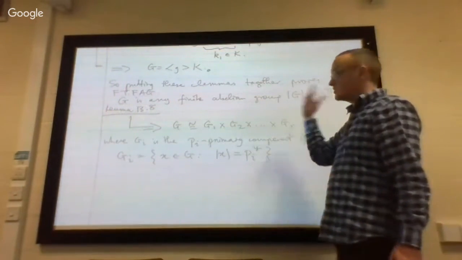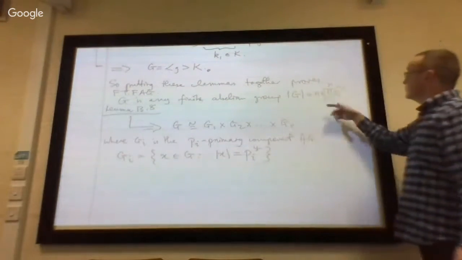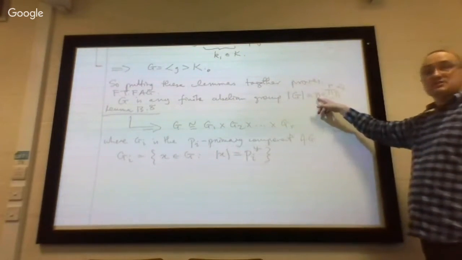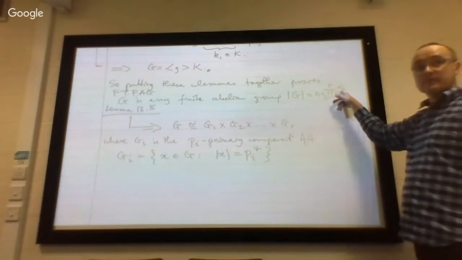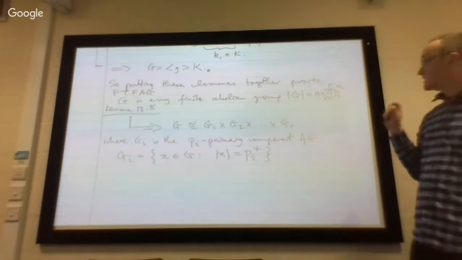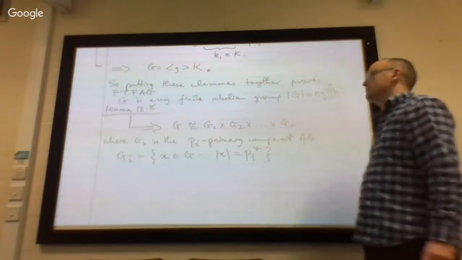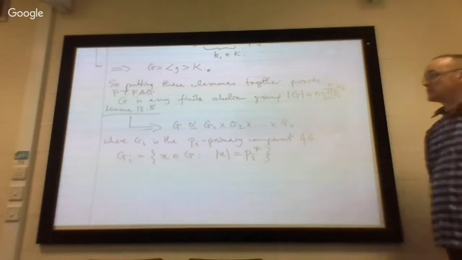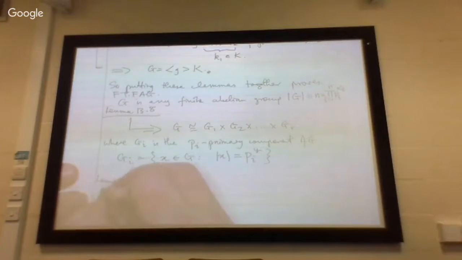So your average typical element in G will have order which is some divisor of n, which will typically be some mixture of these primes to lower orders. The p_i-primary component consists of all those special elements which have order some power of that particular prime. So that's lemma 13.8.